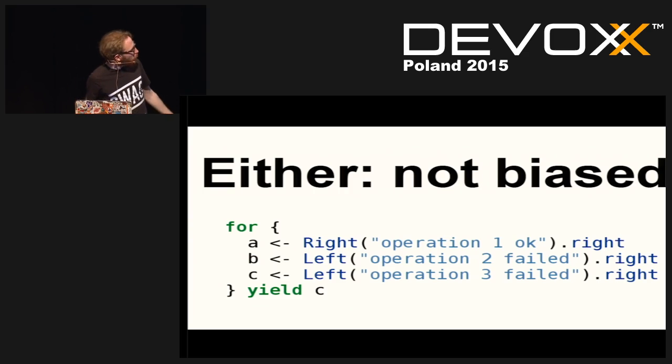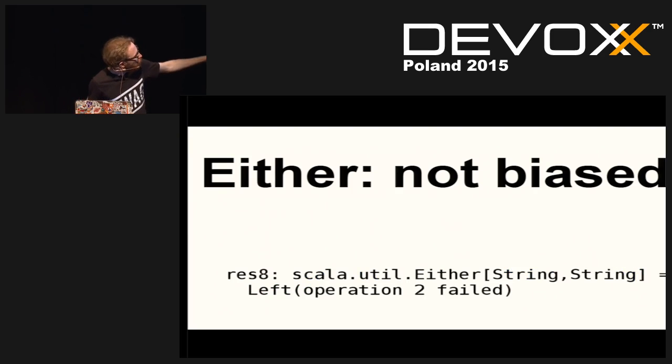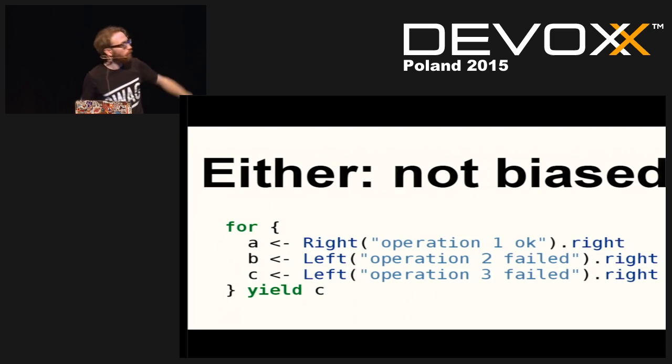The way it works is that as long as you got right, it continues, and at the first left, it will stop. So it stopped at operation 2, and operation 3 is not executed. Which is a bit like how exceptions work: as soon as an exception is thrown, the following code is not executed, and you stop there.